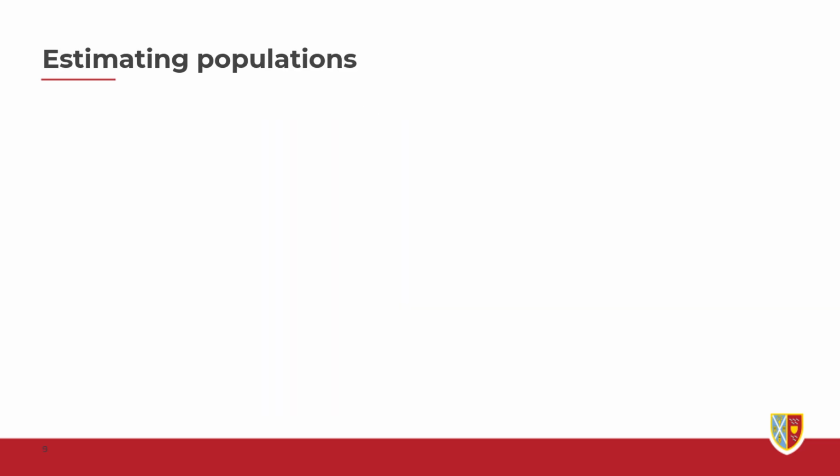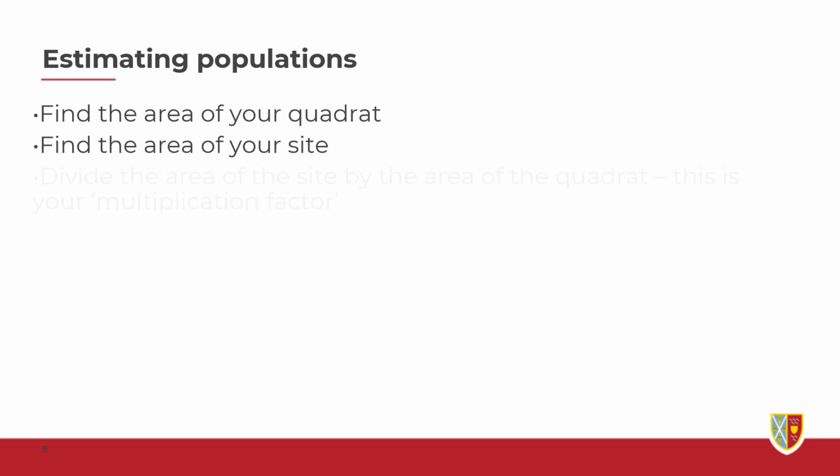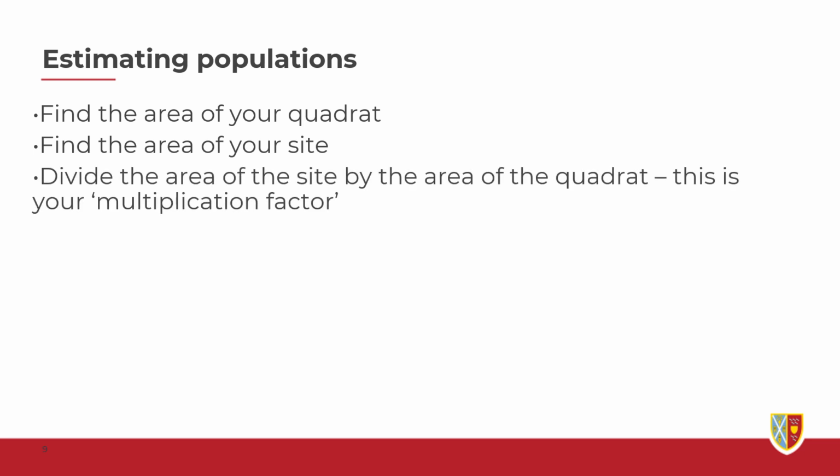So we can then go on to estimate a population. We need to know the area of the quadrat and the area of the site that we're looking at. We're going to divide the area of the site by the area of the quadrat, which is how many times bigger it is. So if the site was 100 meters squared and your quadrat was 1 meter squared, then 100 divided by 1 is 100. This quadrat would fit into that area 100 times.